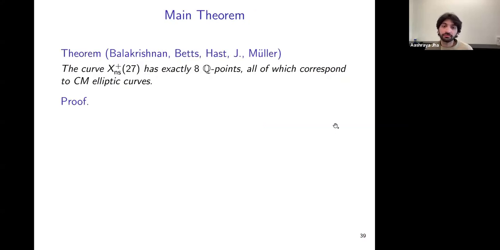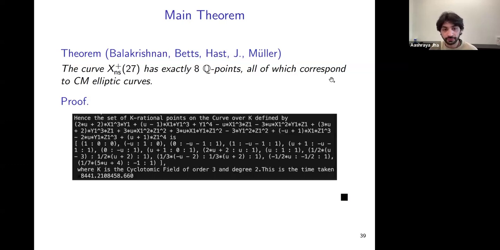So then we have a theorem: because we have the Q(zeta_3) points of X, we have the rational points of X non-split plus 27, which was the goal. And as determined earlier, these all correspond to CM elliptic curves. And here's the proof.